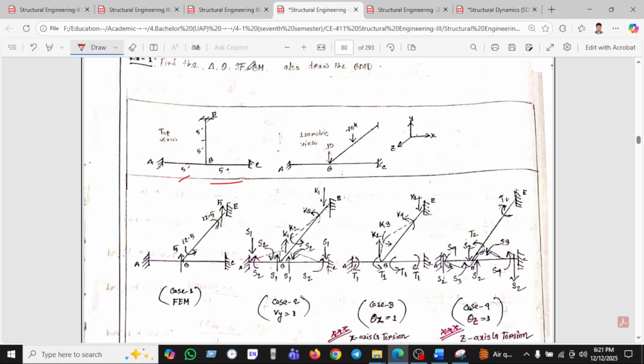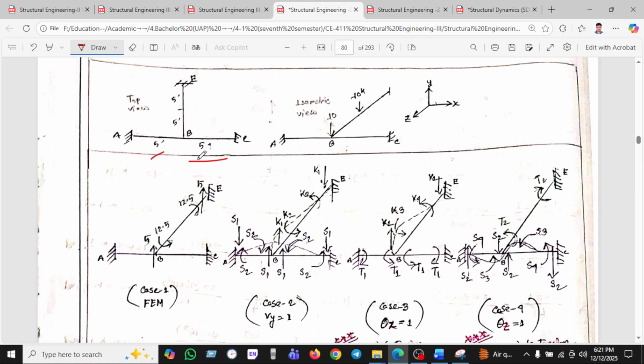Find the deflection, rotation, shear force and bending moment. Also draw the bending moment diagram. We can see a member is given. This is the top view and this is the isometric view. In the top view, AB is 5 feet and BC is 5 feet, and BE is 10 feet, divided into 5 feet and 5 feet. In the isometric view, AB is also 5 feet, BC is also 5 feet, and BE is 5 by 5 by 10 feet. All the data is given here.